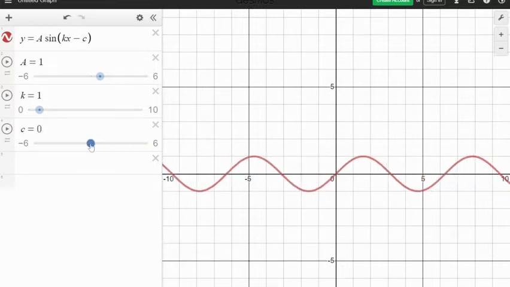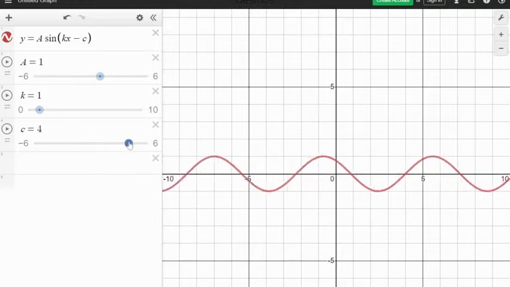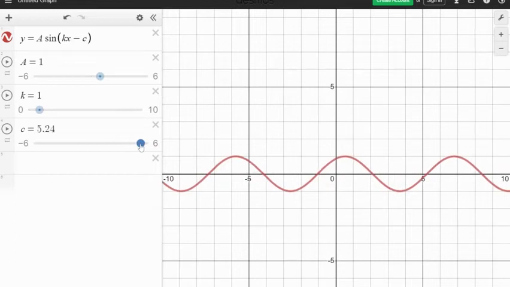And we can see that it moved over by, let's see, it was crossing at the origin. When I move it to, let's stick with 5.2, that point where it was crossing moved over here. It looks like it moved over by about 5.2 or 5.24, I guess. So it looks like that's the value that it changes by.